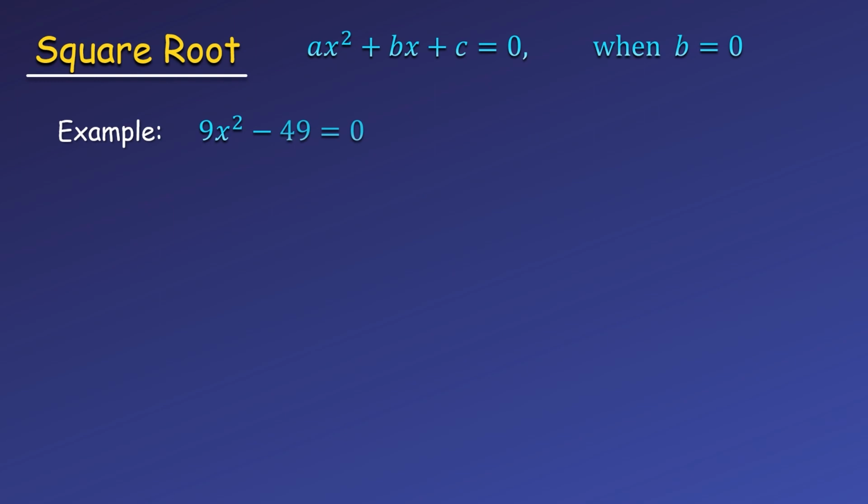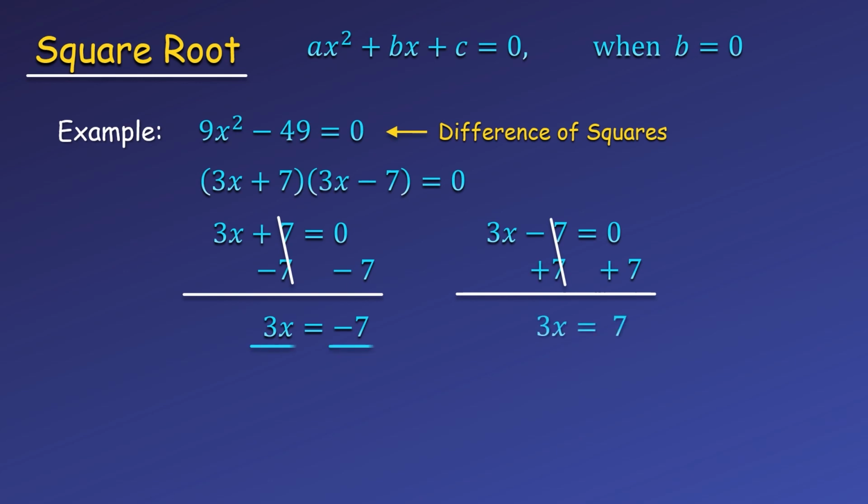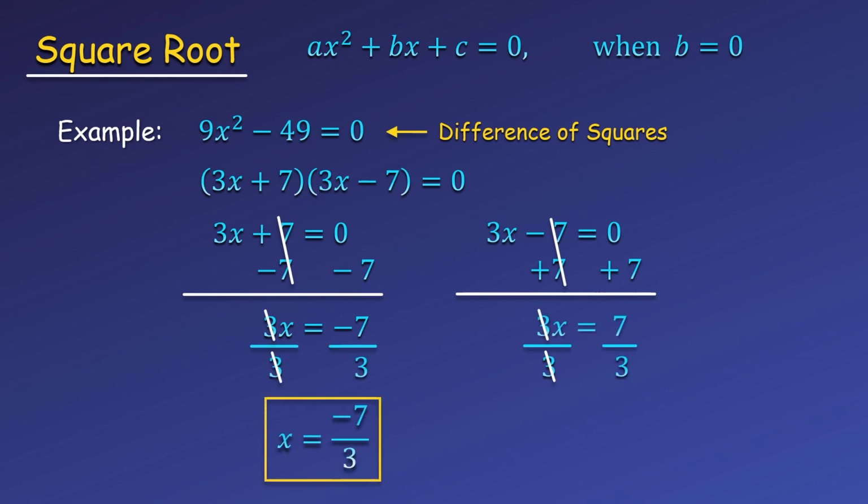I'll quickly go through another example of the square root method for a slightly more complicated equation. Here we have 9x squared minus 49 equals 0. This is also a difference of squares. The square root of 9x squared is 3x, and the square root of 49 is 7. We'll set both terms equal to 0 again, but now we'll have an extra step of algebra in solving for x. Moving our 7's to the other side and dividing by 3 to isolate x, we get solutions of x equals minus 7/3 and x equals plus 7/3.